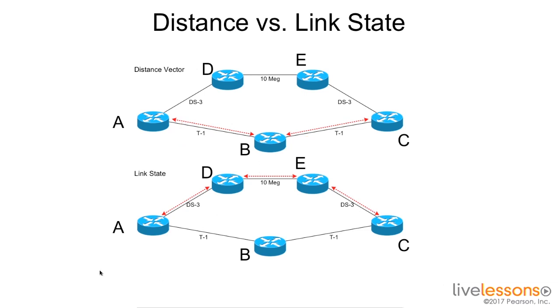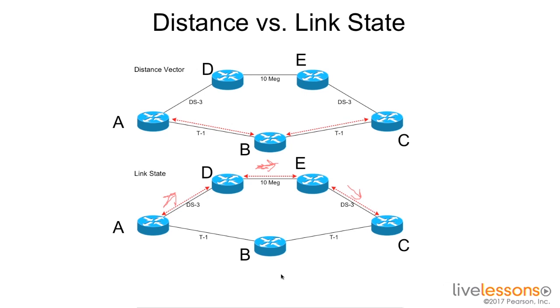If we look at our link state protocol, we would see that it has chosen the correct path in this scenario. The link state protocol takes other metrics, such as path cost, into account when choosing its path, and in this scenario has determined that the multiple DS3s and 10 meg link is a much better path choice due to the increased bandwidth than router B.